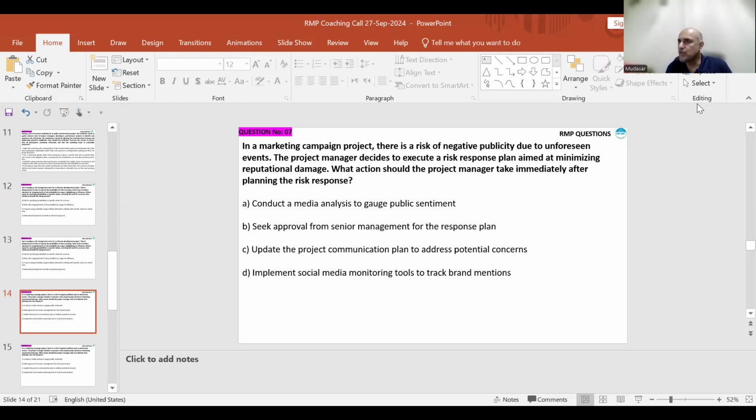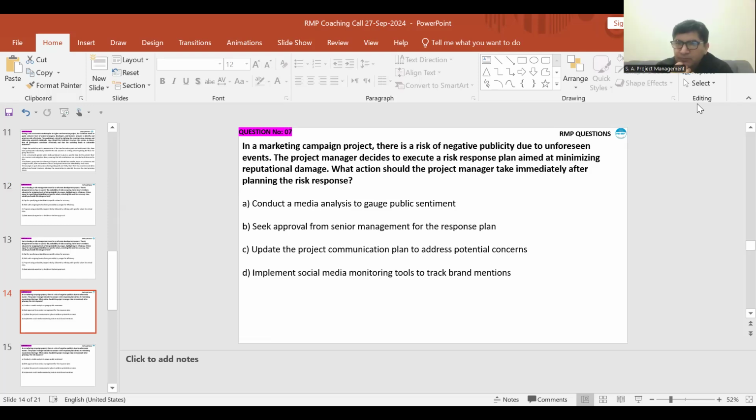But option number C says update the project communication plan to address potential concerns. So before you plan a response, option number C would have already been done to address potential concerns. Otherwise, he would not have planned. Potential concern is not done. Potential concerns mean upcoming concerns, upcoming risks, upcoming situations. It's not issued. I'm confused with the word, because it says address potential concerns. In my opinion, it means potential concerns with implementing this plan.